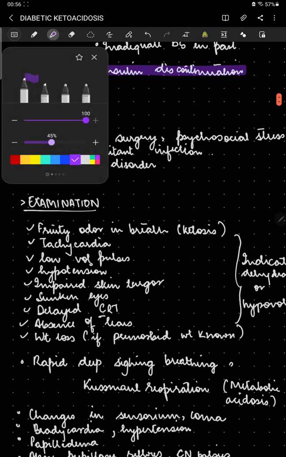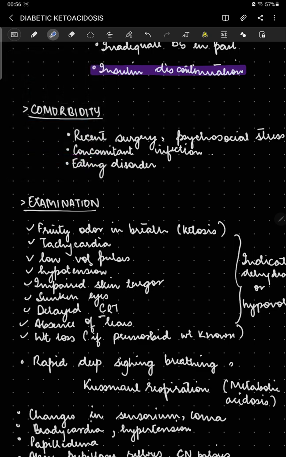Now, what are the comorbidities that are associated with DKA? As I told you, any form of stress, infection, trigger, any form of insult could trigger this, right? So the comorbidity will include any recent surgery that has happened, any psychosocial stress that the child is going through, any concomitant infection. Also in adolescent girls and certain social settings, the child may be suffering from some eating disorder, right? And that would also behave like a comorbidity in a child with type 1 diabetes mellitus.